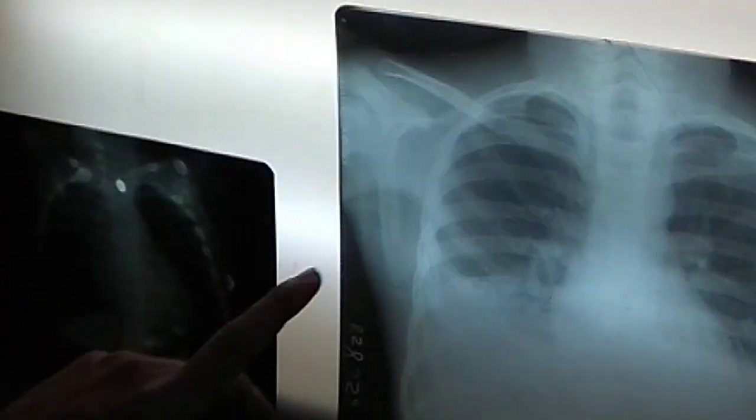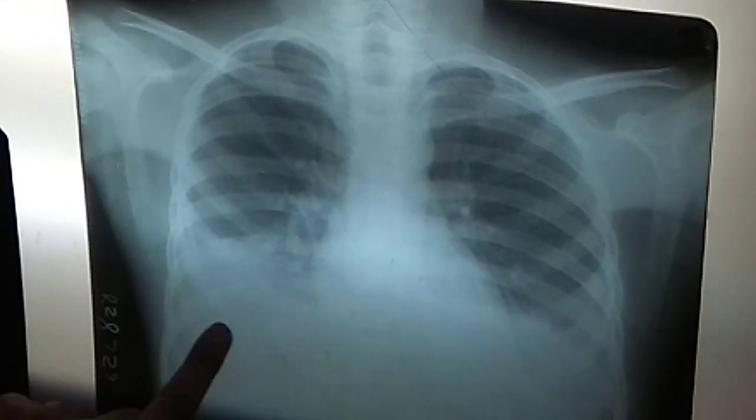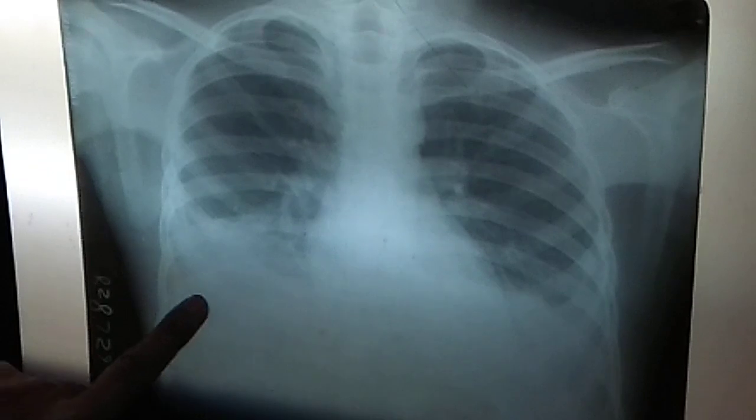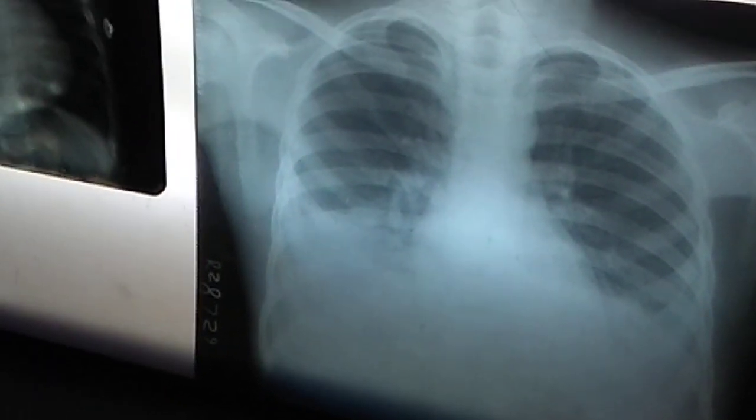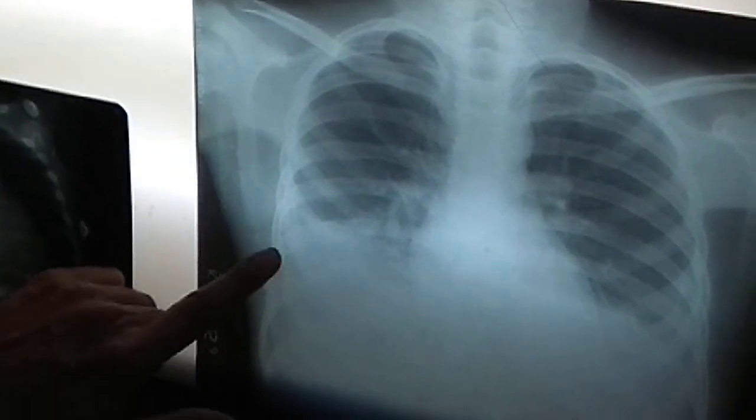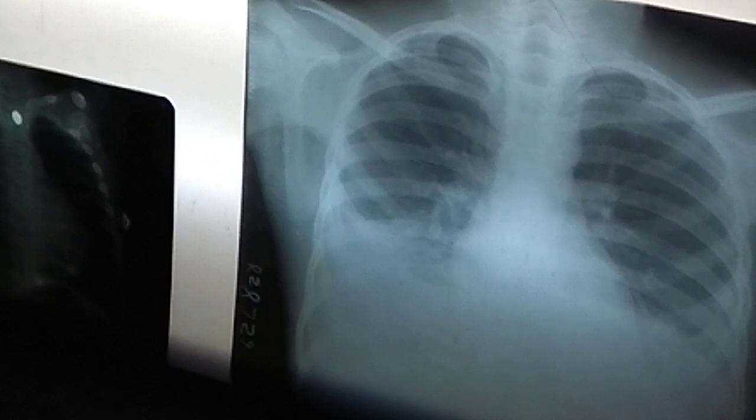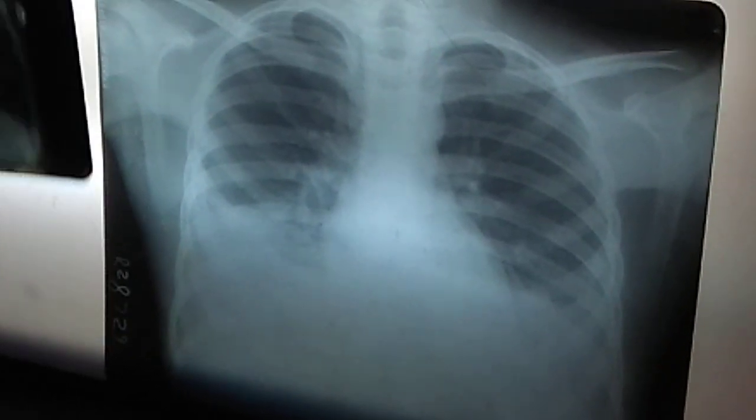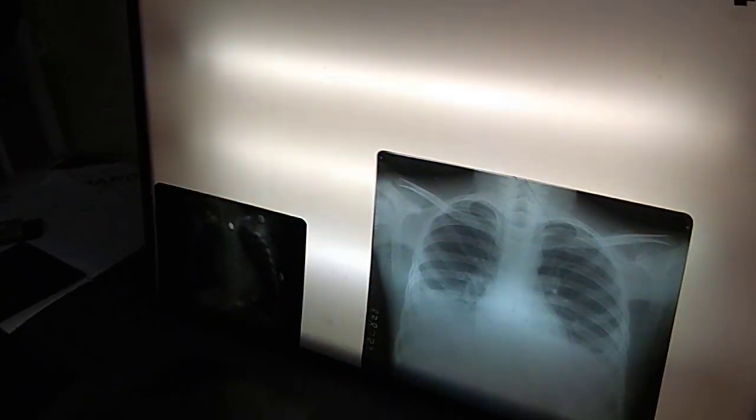Here, both upper zones are clear, normal. Both mid zones are normal. In the lower zones only, how to describe this one? You are not able to make out the costophrenic angle. See, what is this angle called? Costophrenic angle. Yes, this costophrenic angle you are not able to make out clearly. That's called both the costophrenic angles are obliterated. A normal costophrenic angle will be like this. You see, obliterated. So what is the situation where the costophrenic angles are obliterated?